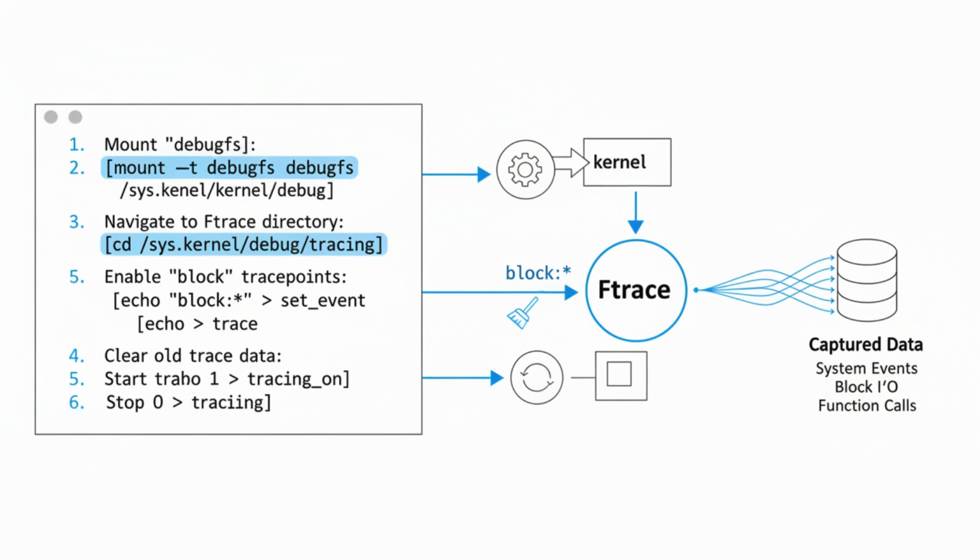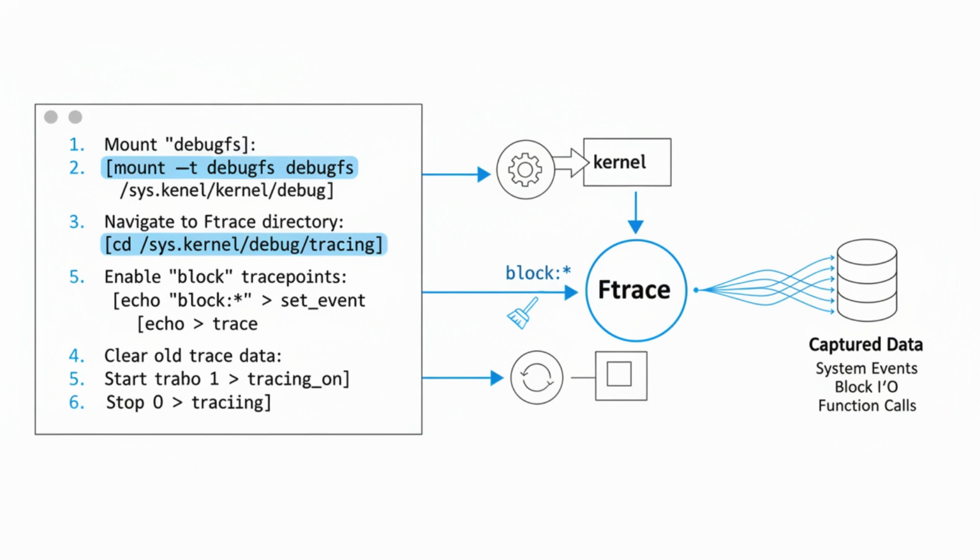The Ftrace interface is exposed through the debugfs file system, so the first step is to ensure it's mounted. You typically do this with mount -t debugfs nodev /sys/kernel/debug. Once mounted, you navigate to /sys/kernel/tracing. This directory contains all the Ftrace control files. To enable block tracing, you'll need to specify the desired events. We're interested in the block events, so you would execute echo block: > set_event. This command tells Ftrace to enable all trace points within the block subsystem.